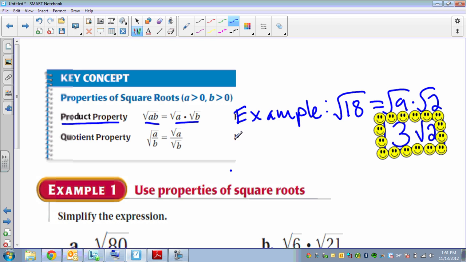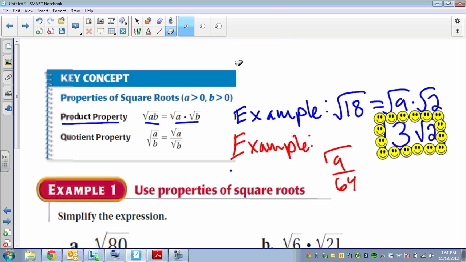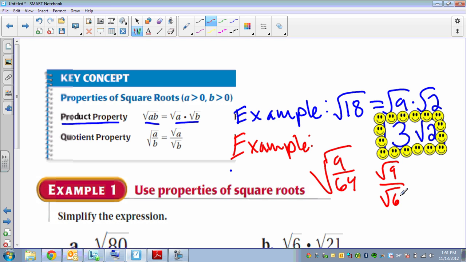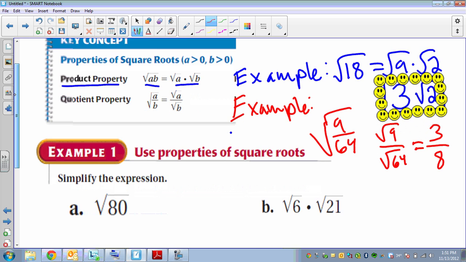And it works for quotients too. I'll do an example in a different color here. An example for quotients would be something like square root of 9 over 64. The quotient property allows us to split this up, so we can do square root of 9 and square root of 64, and we can simplify those into 3/8. Again, being able to split up that quotient is really nice, because then we can get really easy, nice little numbers over there. So very advantageous to us.